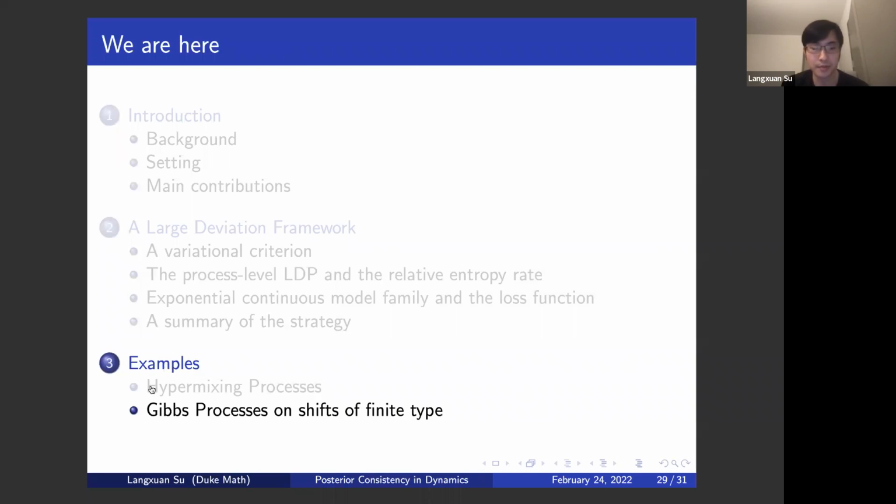Okay, again, this example of hypermixing processes is sort of outside of the current literature for posterior consistency. So we include that to show the power of our framework. And the second example, the Gibbs process on shifts of finite type, this one is proved by the pure results I mentioned that give you the asymptotic characterization. But we include this to recover the previous results and also to show the flexibility of our framework.